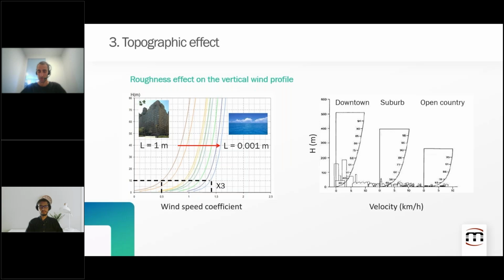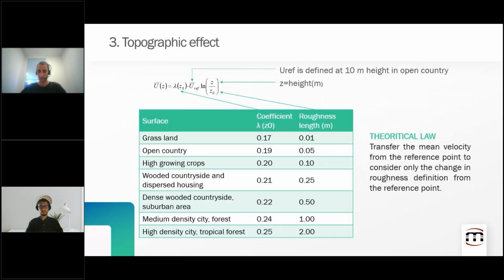Now I introduce the shape of the wind speed profile. As I said, there are some mathematical interpolations of this wind profile. It could be exponential, it could be a power law, it could be logarithmic. It's whatever you want to define.